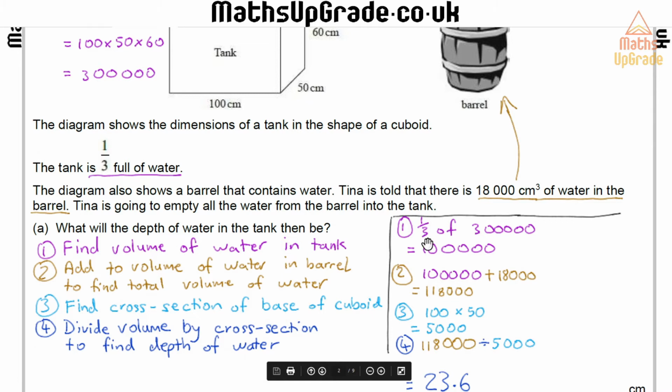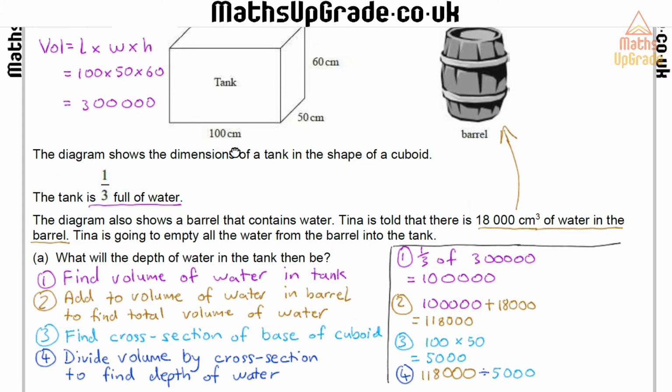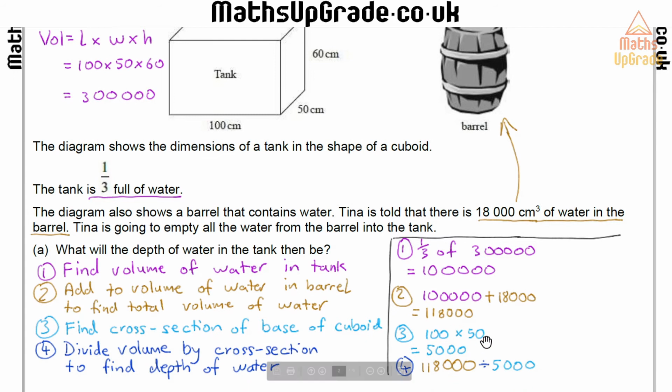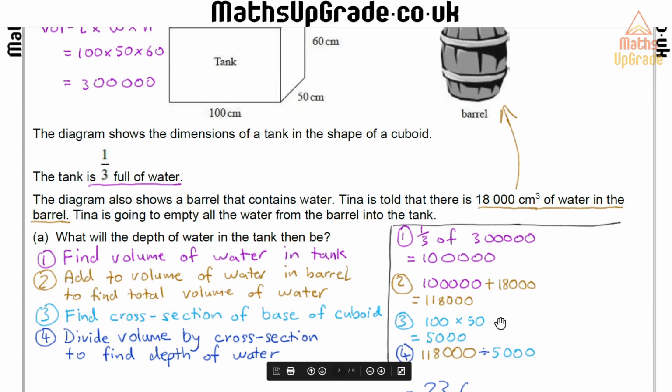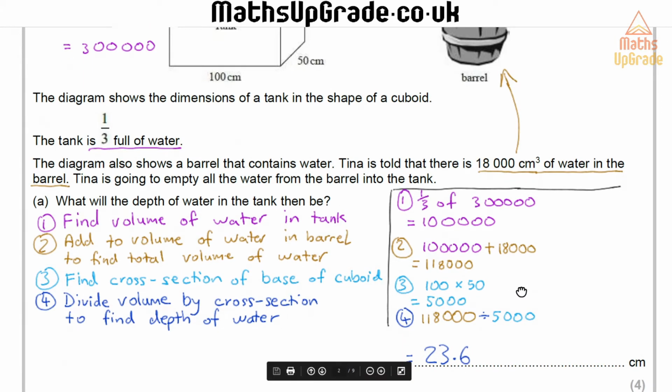I need to find the cross section of the base of the cuboid because I need to see the depth of water in the tank at the final point. So the cross section of the base, since the base is just a rectangle, I can imagine the rectangle if I'm looking down on this tank, it will be 100 long by 50 wide. So 100 times 50 is 5,000. So if I now divide the volume of water in the tank by 5,000, then I'll get the depth of water, and that is 23.6.